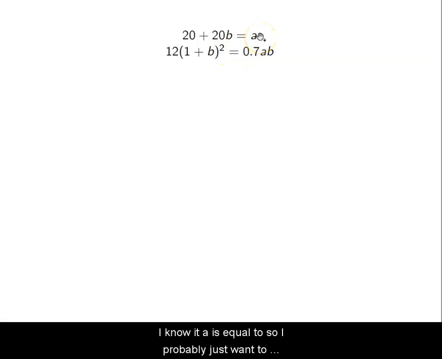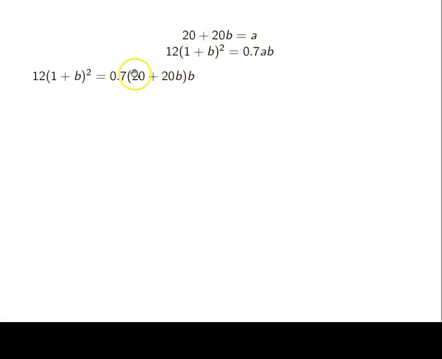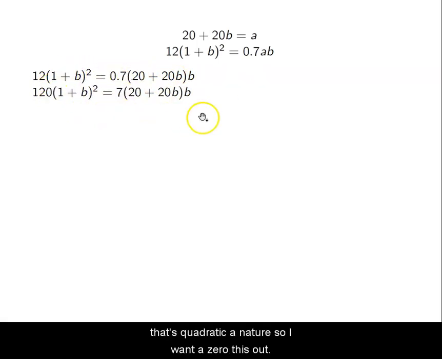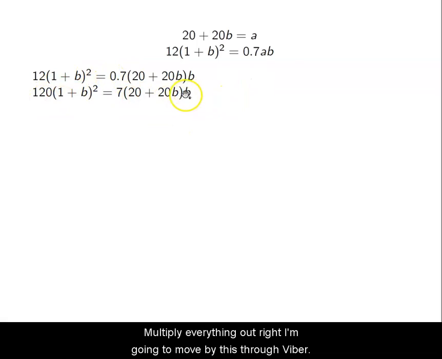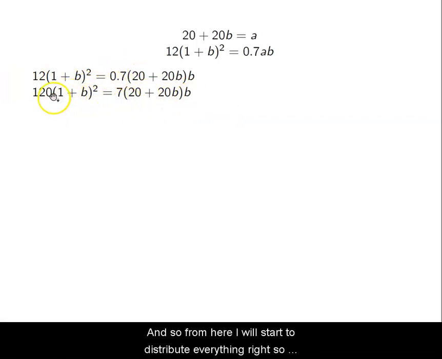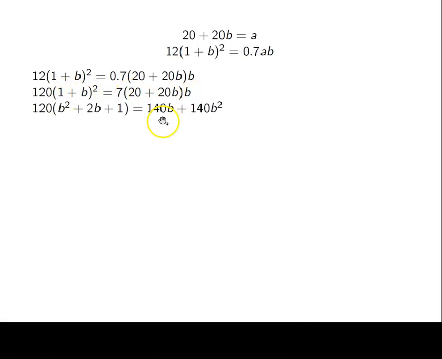I know what a is equal to, so I probably just want to substitute that in for my a. That way I have everything in terms of b. Okay, and then just start solving, right? So I have something that's quadratic in nature, so I want to zero this out, multiply everything out, right? I'm going to multiply this through by b. I'm getting rid of my fractions, so I multiply everything by 10. Okay, and so from here, I will start to distribute everything, right? So I'm going to expand this term now, and I will distribute this b.